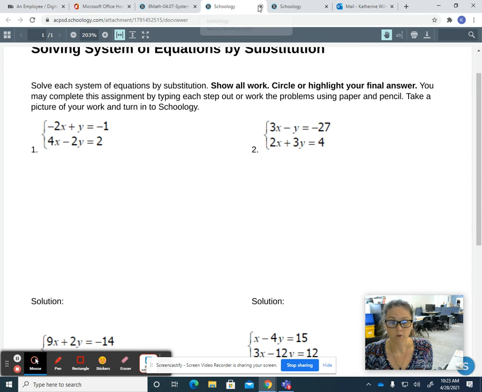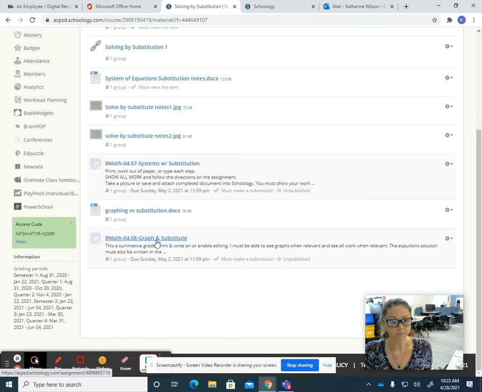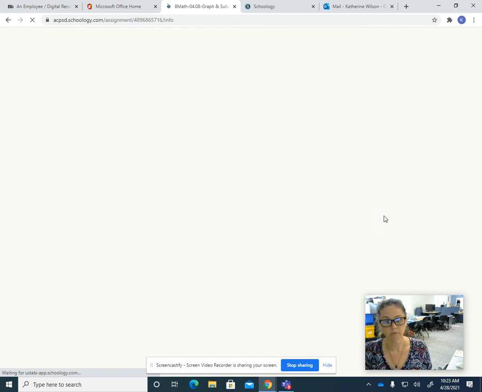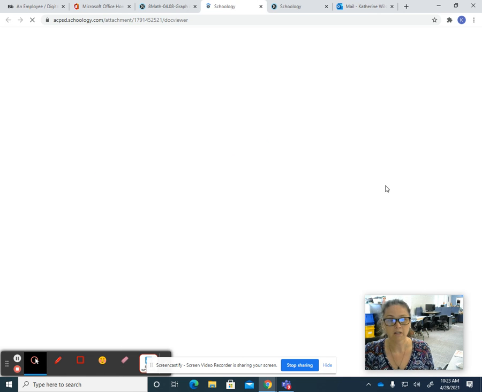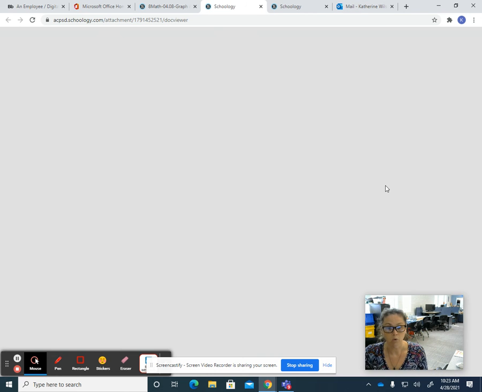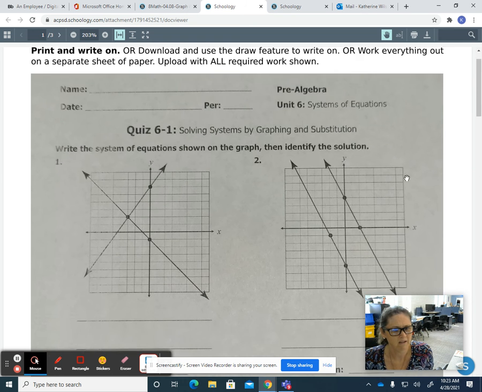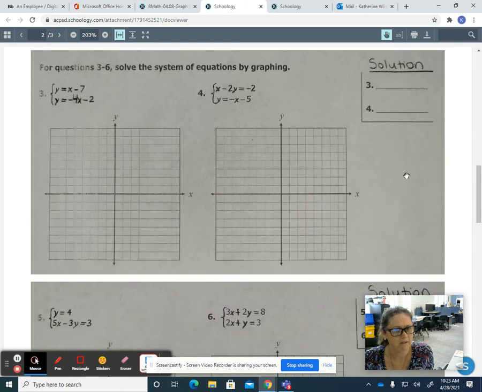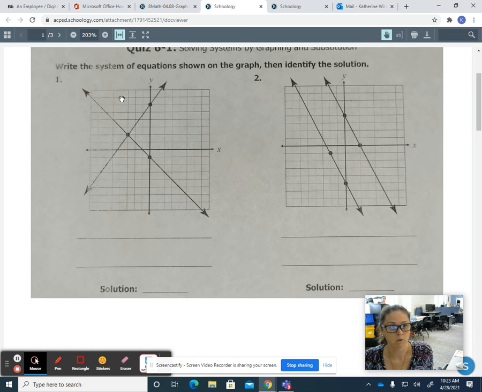The other thing is a quiz. We only have 1 summative assignment for this 9 weeks so far. This is your second one. It's called Graph and Substitute. Yet again, it needs to be done on paper. You can either print and write on it, or you can do this on notebook paper and graph paper, because you may have to do a little bit of graphing. Yes, you have to do a little bit of graphing. So this is your summative score.